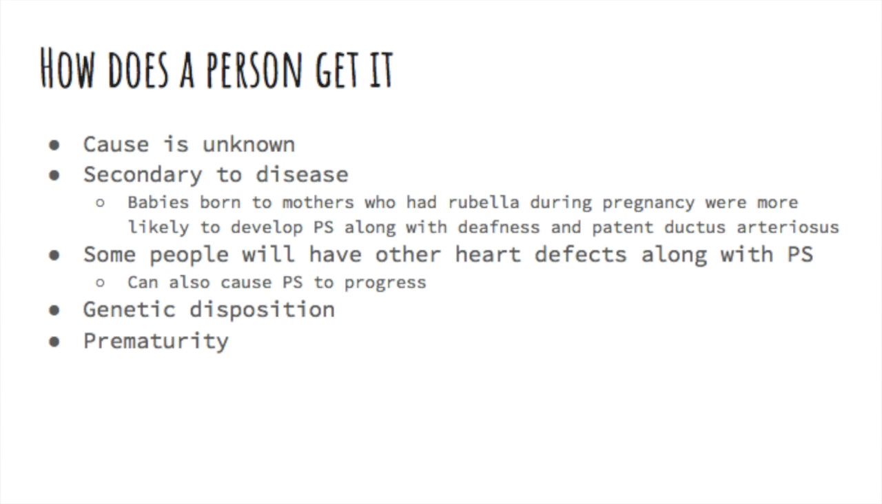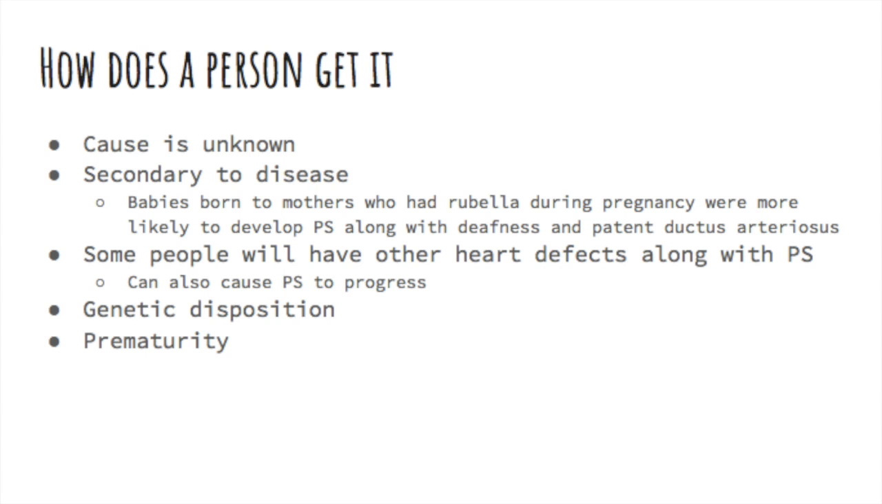So how does a person get pulmonary stenosis? The cause is unknown, but it can be secondary to other diseases, such as mothers who have had rubella during pregnancy. Some people will have other heart defects along with pulmonary stenosis, and this can actually cause the stenosis to progress. There can be genetic disposition, and then premature babies are often seen with this as well. Another disease that is also common is congestive heart failure. Once people have congestive heart failure, they're often likely to get pulmonary stenosis, and we'll talk about this a little bit later as well.